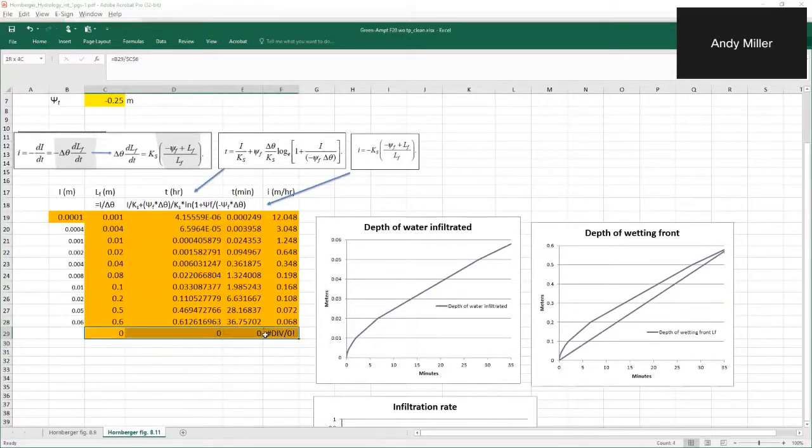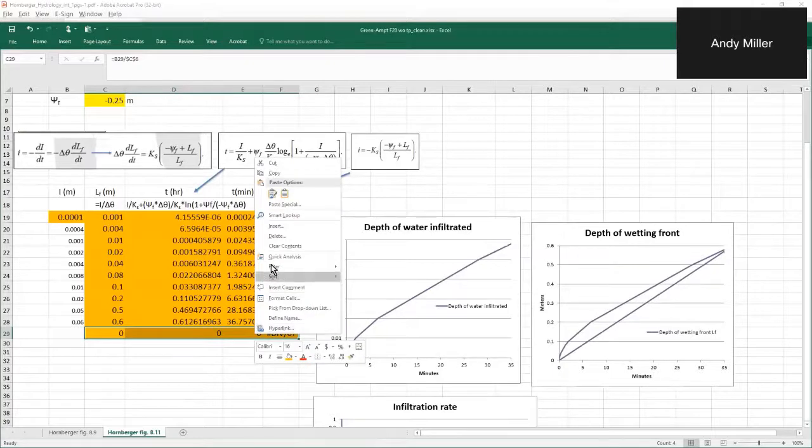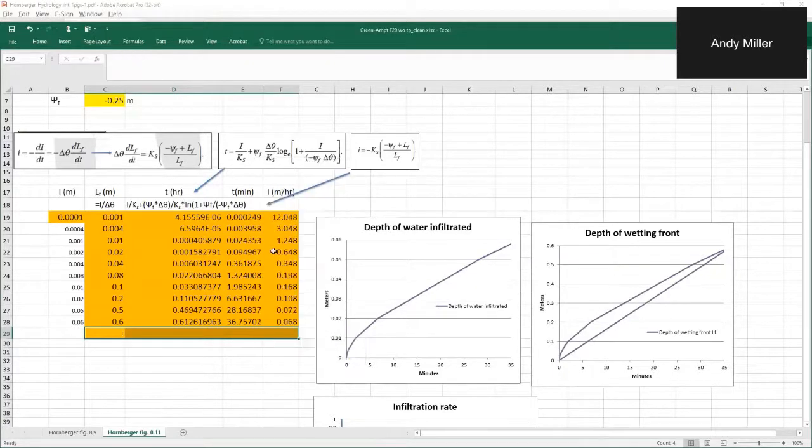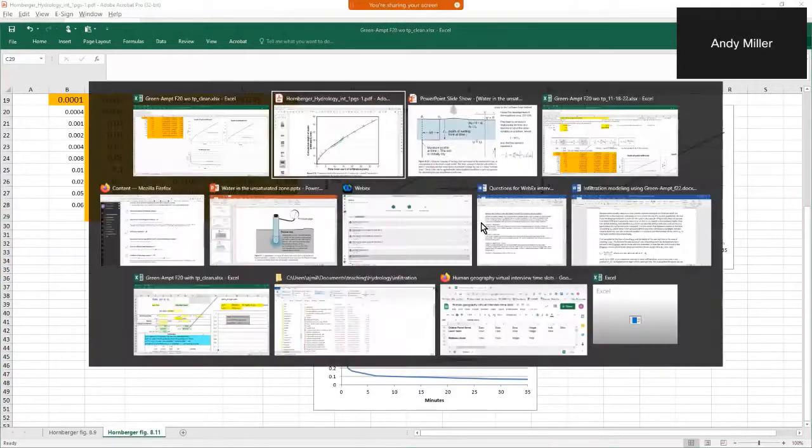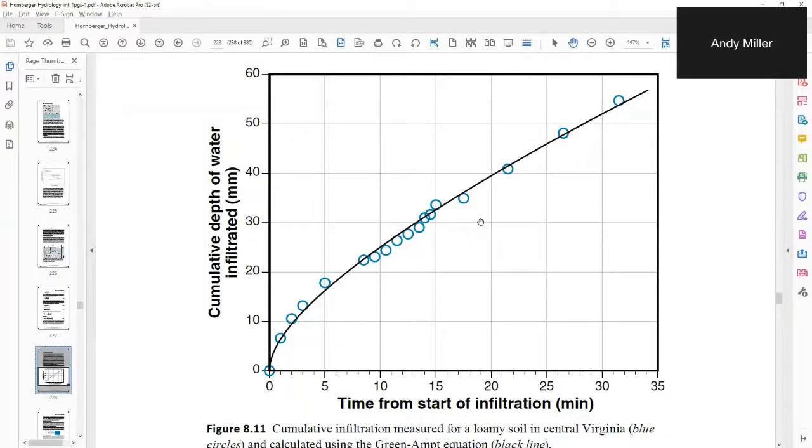So if I do that and get rid of this thing here, I get the curves, right? So there's the depth of the wetting front. There's the depth of water infiltrated. Looks like I probably could have made this a little less bumpy by putting some numbers closer together. And out here, I get the infiltration rate curve. This actually is what you see, I think, in figure 8.11. So if we were to match those up, I think you'd be looking at the same values.